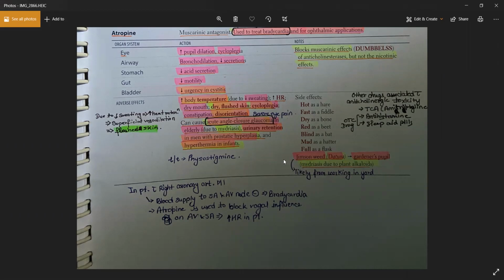Remember these things. And the other drugs that have this anticholinergic activity are the TCAs, the antihistamine drugs, and the sleeping pills, like the benzodiazepine drugs. Some of the benzodiazepines also have the anti-acetylcholine activity. So these drugs can also do the same thing: the TCAs, the antihistamines, and the sleep aid pills like the benzodiazepines. All of these three things can also lead to similar side effects.